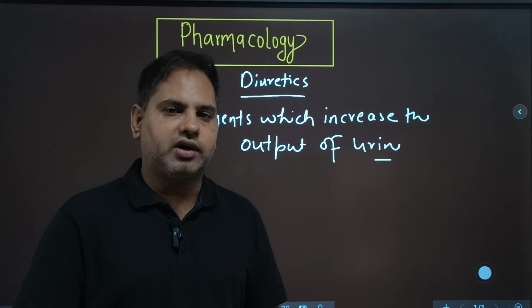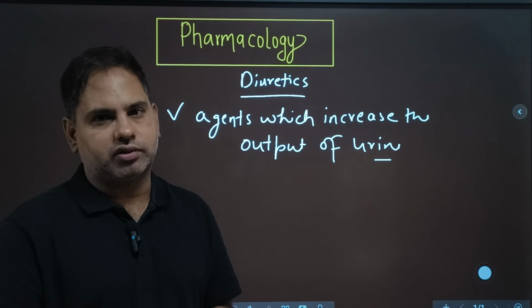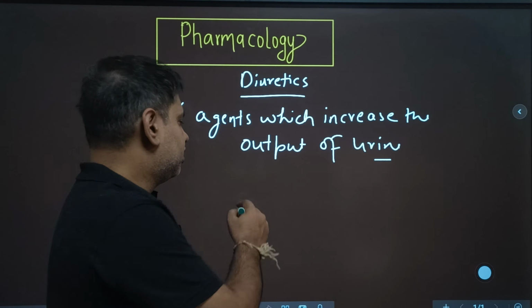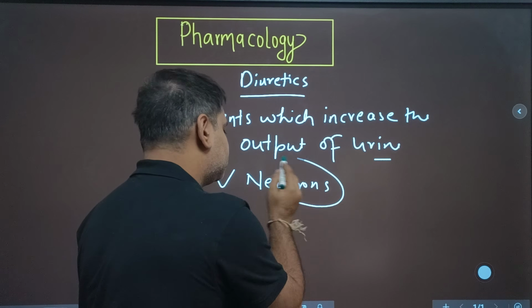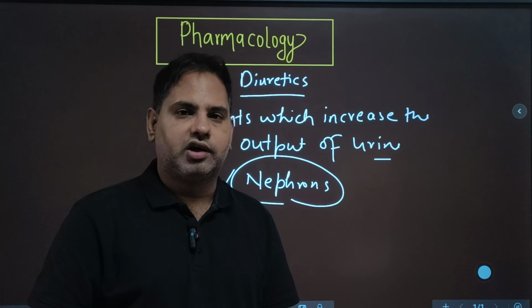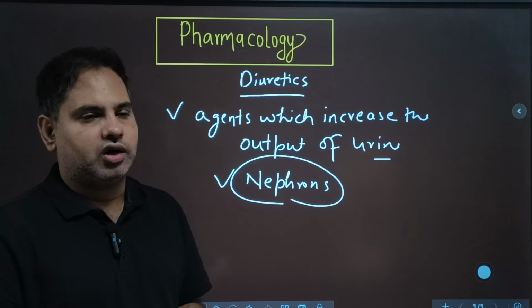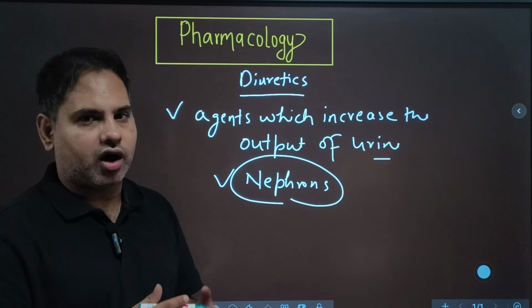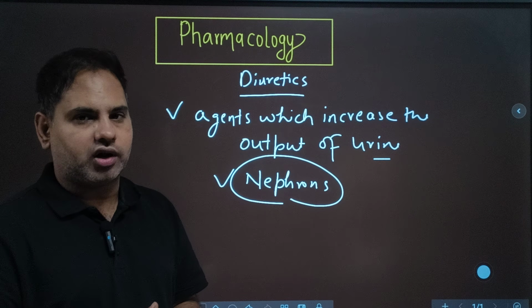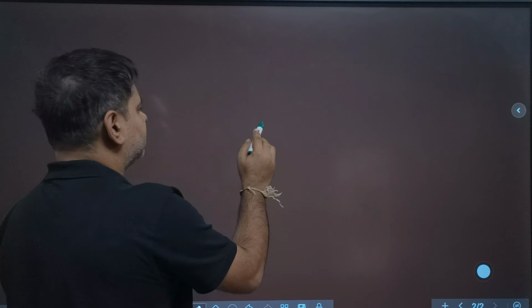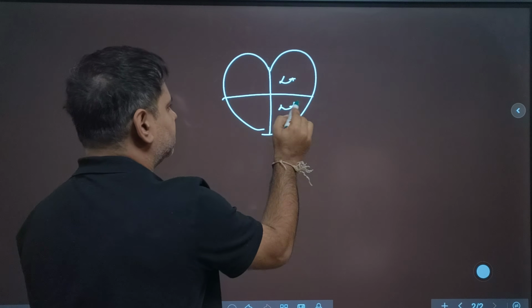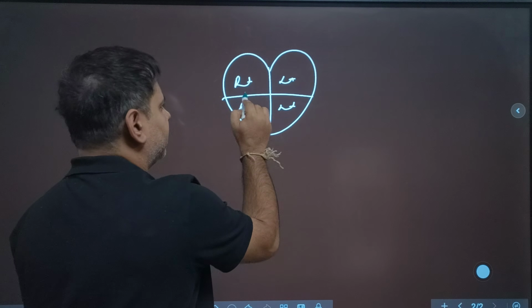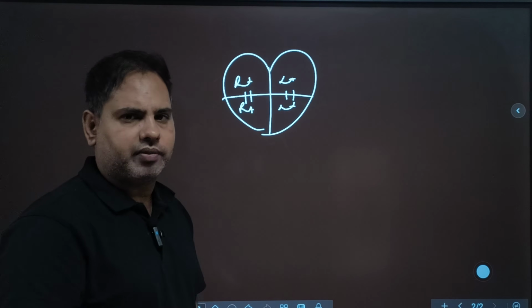First, you have to understand how urine is formed. In the kidney, there are functional cells we call nephrons, and there are millions of nephrons in our kidney which help in the formation of urine. How nephrons form urine and how these diuretic agents increase urine output, that we are going to discuss. We have discussed many times in the cardiovascular system, this is your left atrium, left ventricle, right atrium, right ventricle, and there is a valve between the atrium and ventricle.